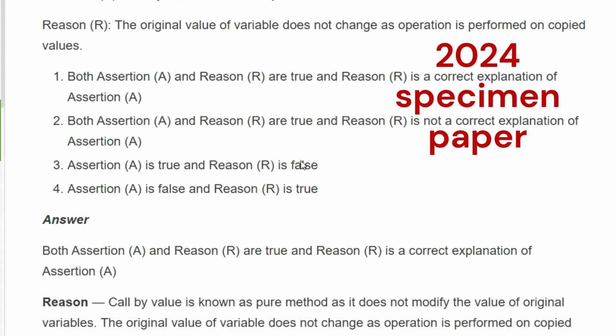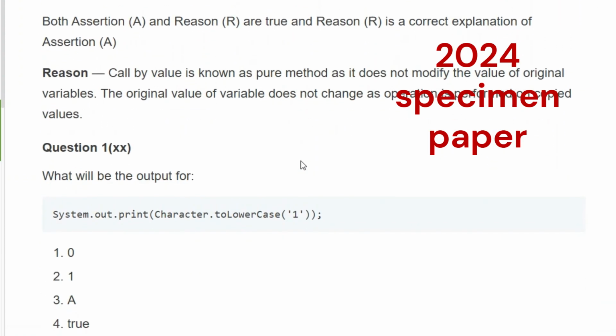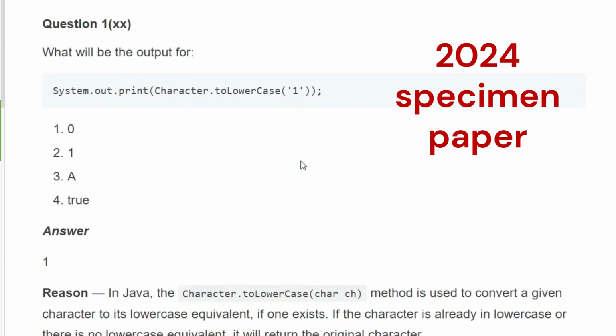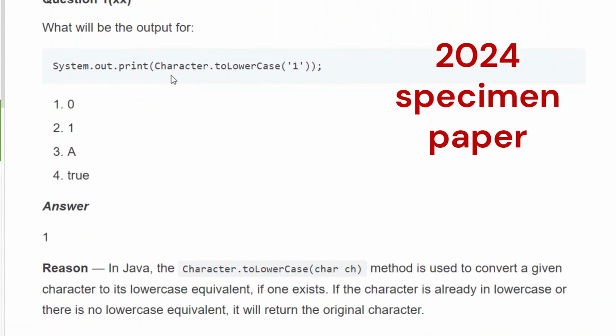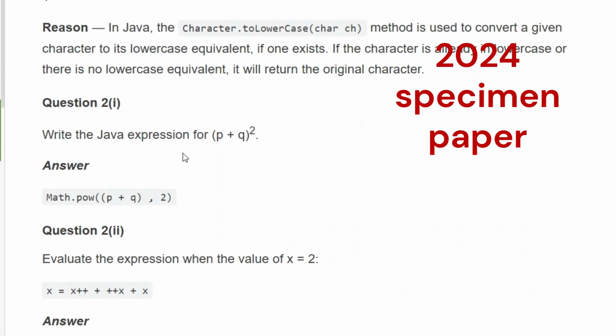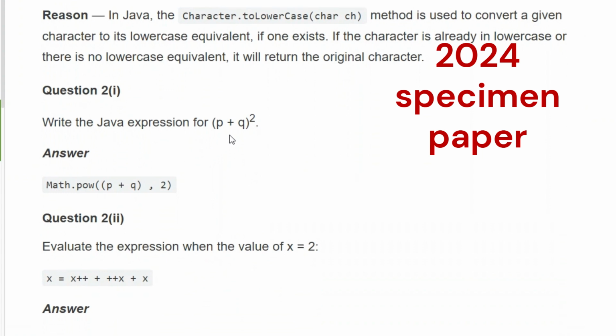What will be the output for this one? System.out.print Character.toLowerCase(1). It will be 1. There will be no change, 1. So this is 2. Write the Java expression for (p plus q) square. This is power 2. So Math.pow of (p plus q), comma 2.